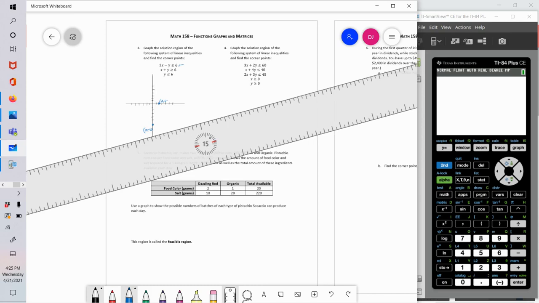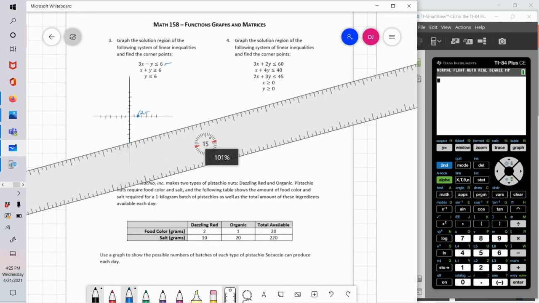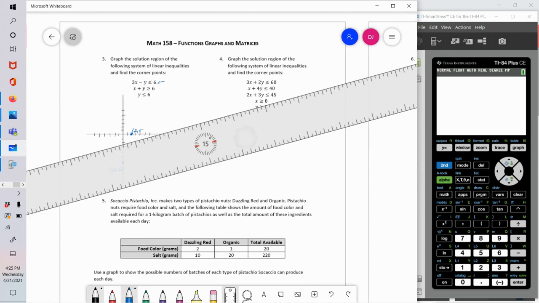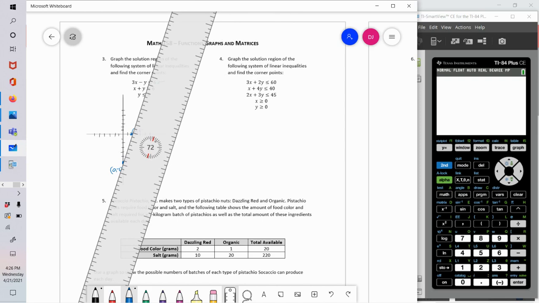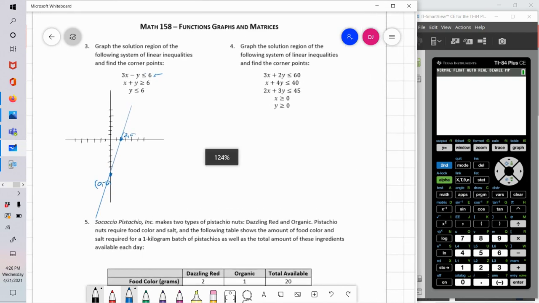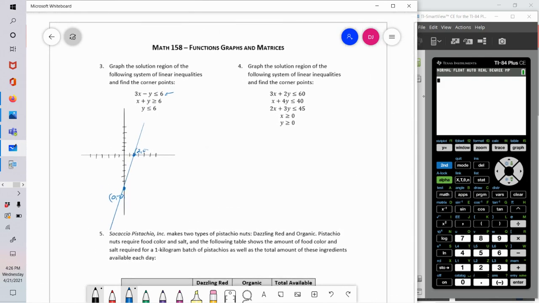So here is my first equation. This got resized. Let me fix that. Okay, so there's my first equation. I plug in 0, 0. I'll get 0 minus 0 is less than 6. So we are going to shade toward the origin. Now I'm only going to put small notations. This is how things don't get too messy when I shade.